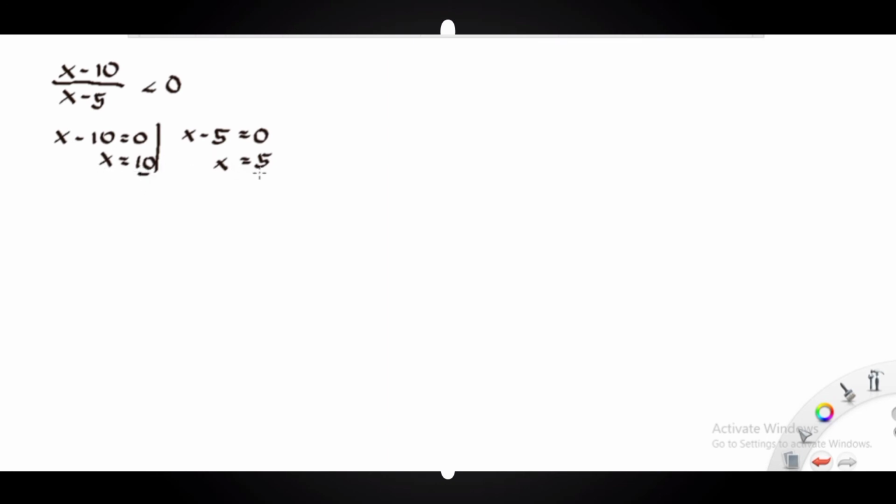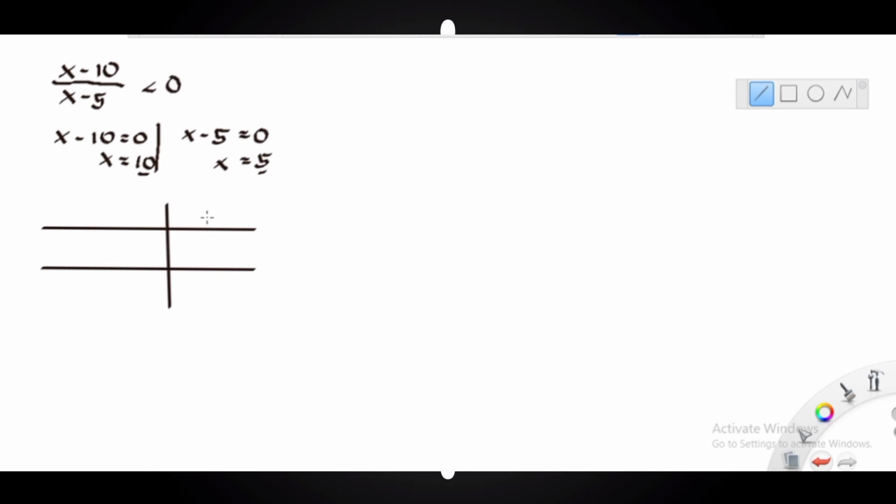Now, let's take the values of x. And then, we're going to draw two horizontal lines and two vertical lines. So, medyo pantayin natin. Okay. Like this. So, sa vertical lines natin, ilalagay natin ang values ng x na na-solve. So, we'll start with a smaller 1, 5, followed by 10.